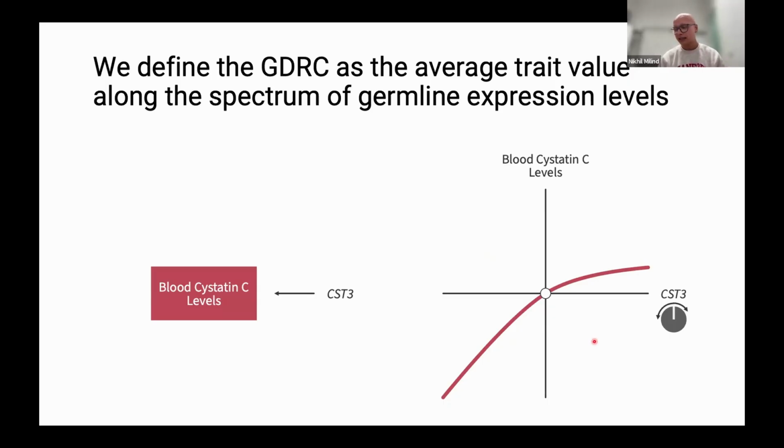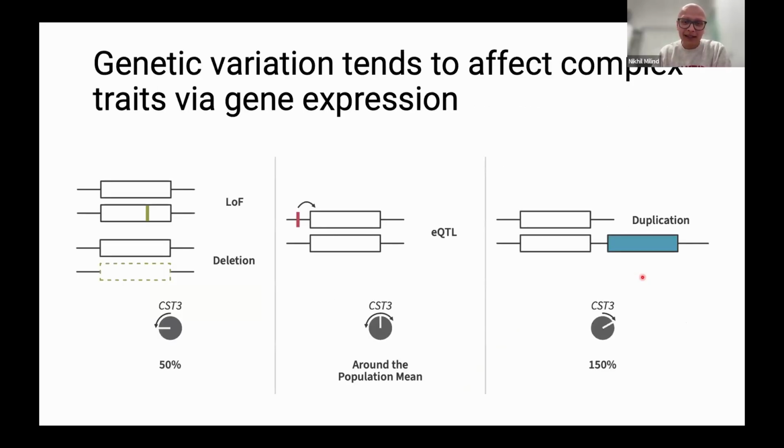And finally, if you're interested in titrating blood cystatin C levels, let's say you're a drug developer and you're targeting this protein in blood, then this tells you exactly how to modulate the CST3 gene to achieve the effect you want. Right? So there's all this nice information in this curve that you don't get out of a Manhattan plot. So human geneticists don't titrate germline gene expression levels, right? That's not an experiment we actually perform.